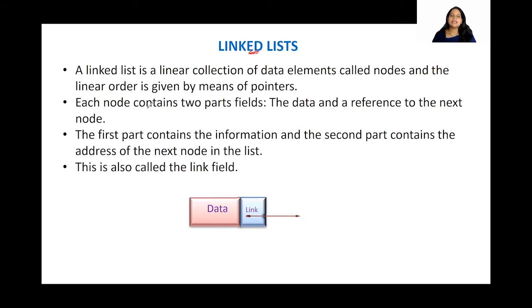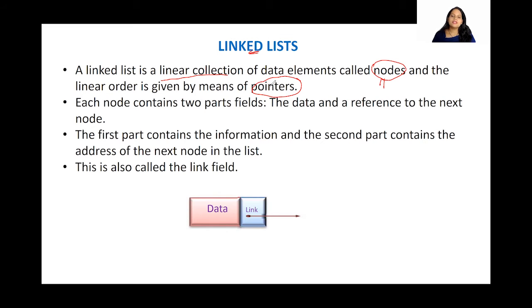So what is this linked list? A linked list is a linear collection of data elements called nodes. This is very important. In a linked list, we call the data items nodes, and the linear order is given by means of pointers. So these are the two important things.